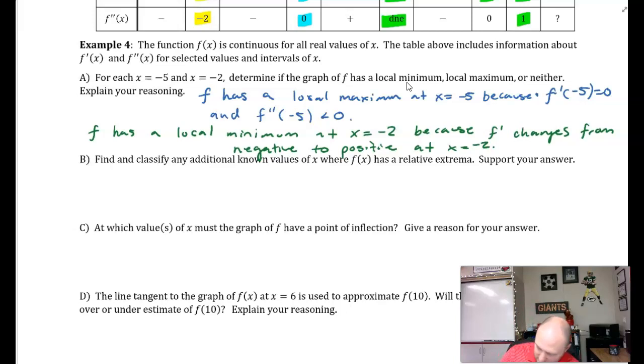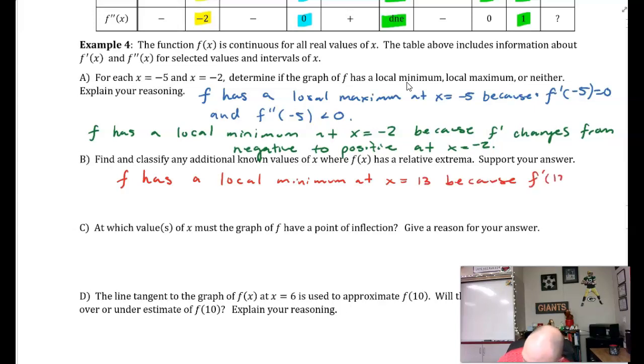Okay, so I'm going to go ahead and state f has a local minimum at x equals 13 because f prime of 13 is equal to 0 and f double prime of 13 is greater than 0. It was 1, which means it's concave up, and that is a minimum.